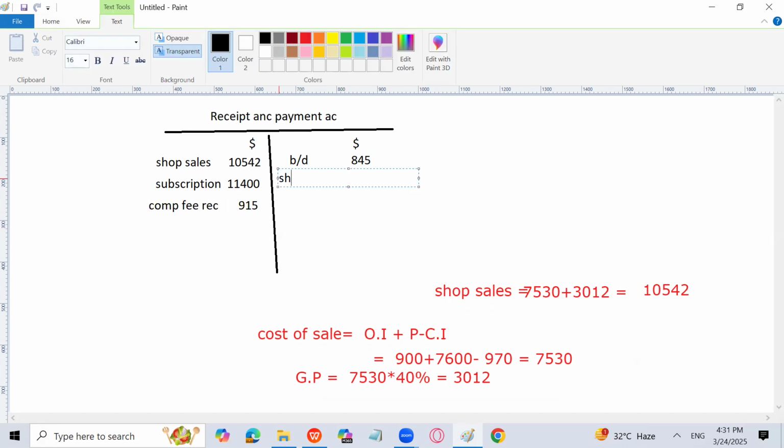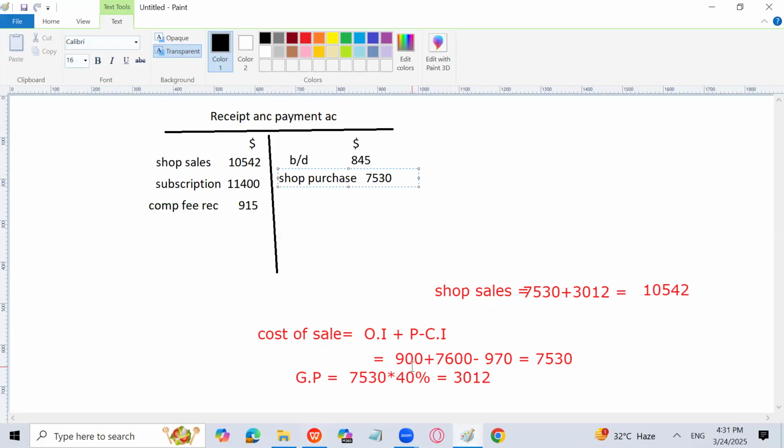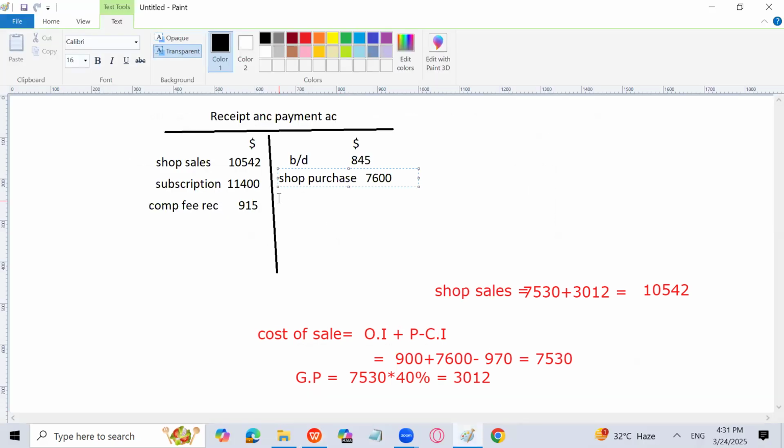Then on the payment side, the first thing which will come is shop purchases. Sir, how come? Because it is given in the question that 7600 is the amount of purchases, and all the purchases are for cash. So that will come 7600 shop purchases because all of them are for cash. We are preparing the bank account. Payment for competition prize is 390. That will be written on the credit side, 390, because he has asked us to prepare the receipt and payment account.